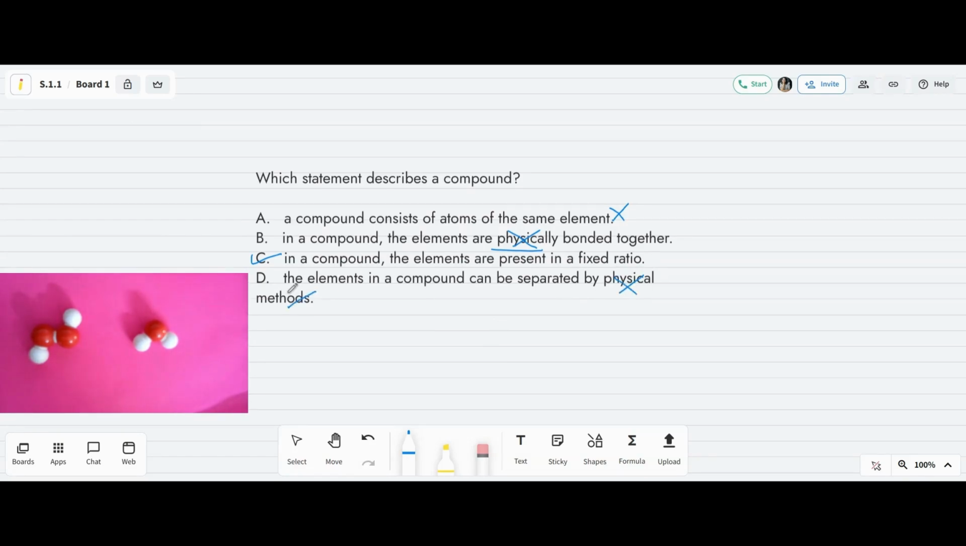The elements of a compound can be separated by physical methods. No, you cannot. You can use physical methods to separate the components of a mixture, but to separate elements of a compound, you will have to do a chemical reaction or a chemical method.